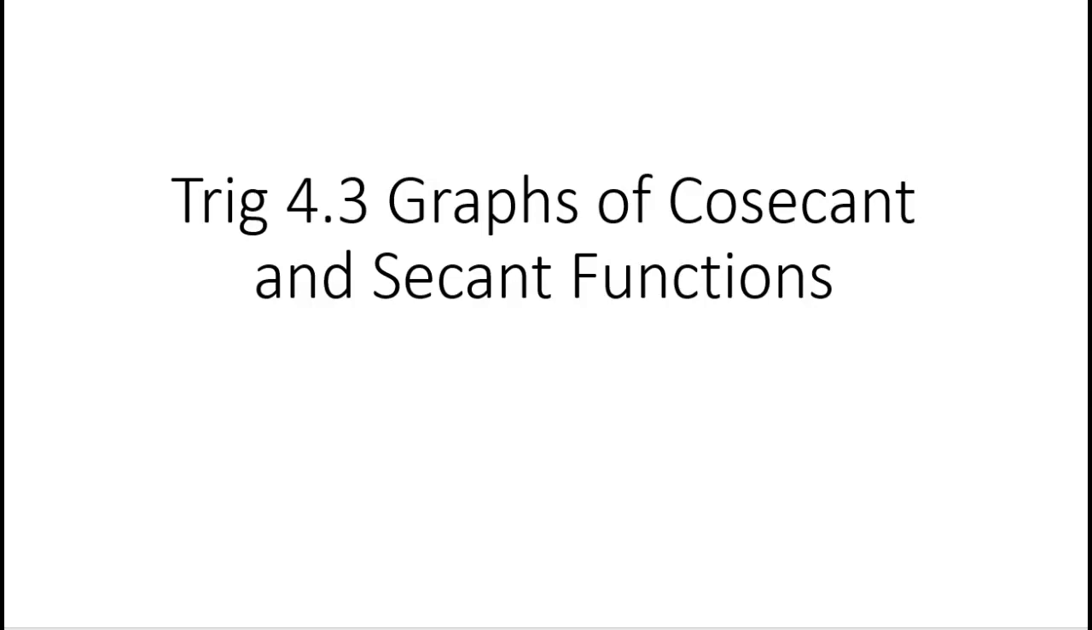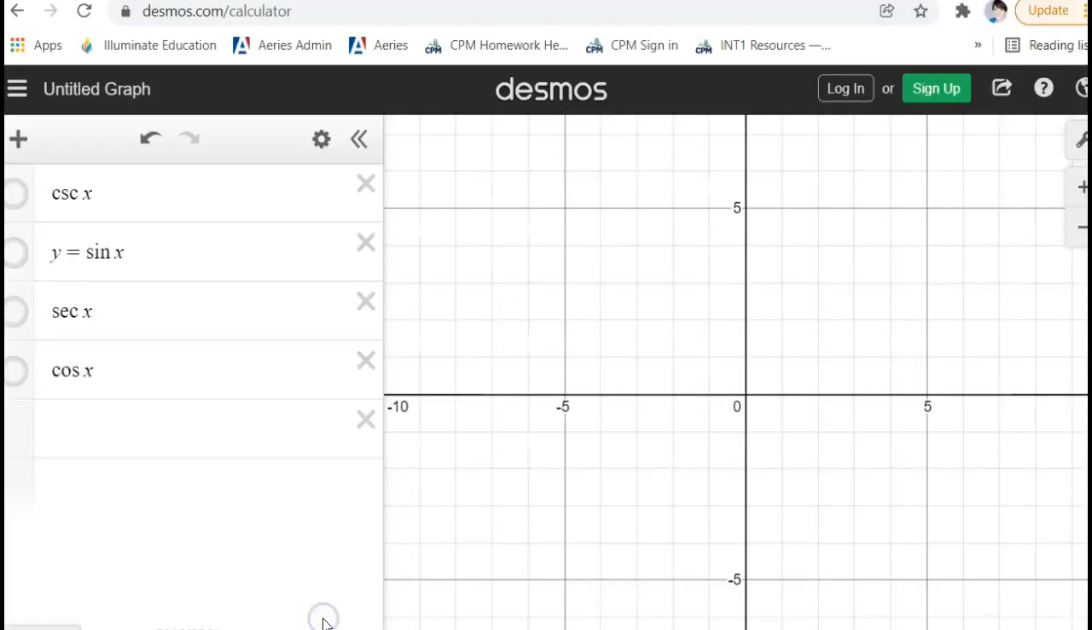So in today's lesson, we are talking now more about graphs of cosecant and secant functions. These two graphs are very similar to sine and cosine. So if you can graph those two, then secant and cosecant will be fairly easy to follow. So the first thing I want to show you is how they're actually related.